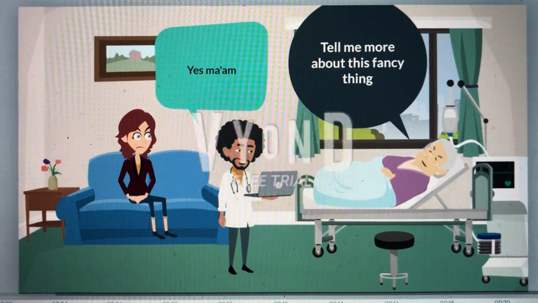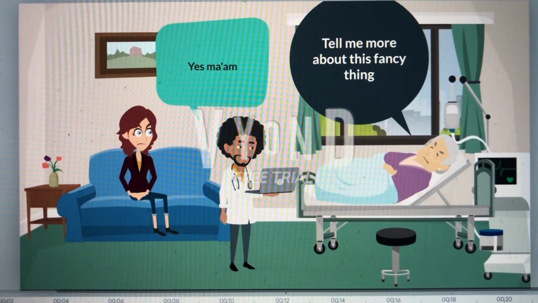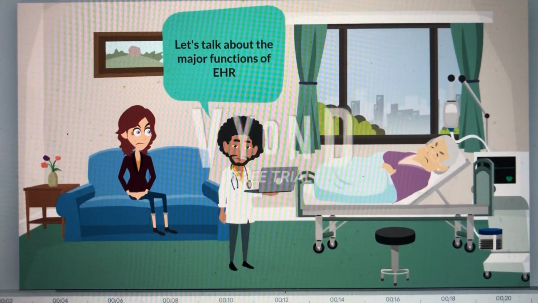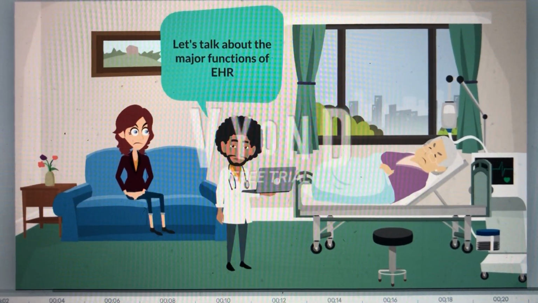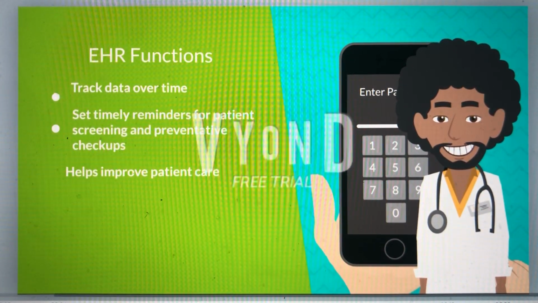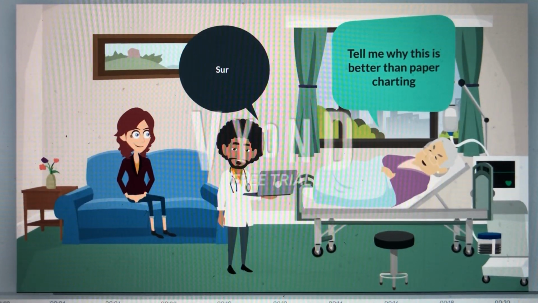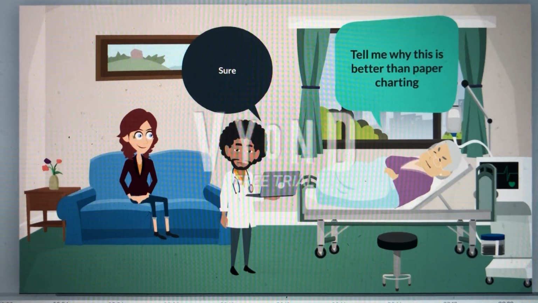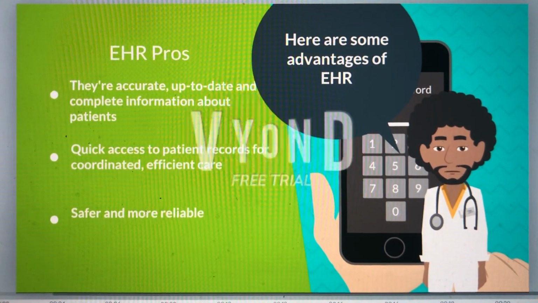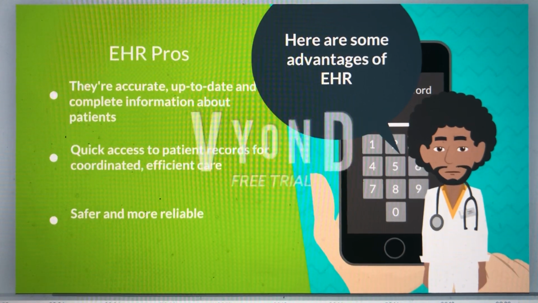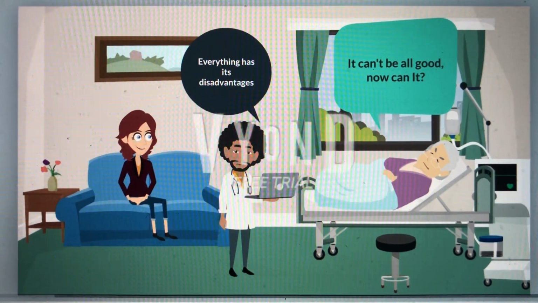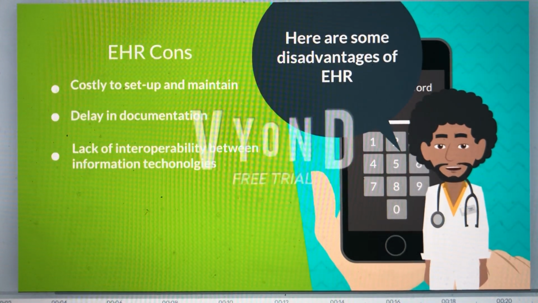Tell me more about this fancy thing. Yes, ma'am. Let's talk about the major functions of EHR. Tell me why this is better than paper charting. Sure. Here are some advantages of EHR. It can't be all good, now can it? Everything has its disadvantages. Here are some disadvantages of EHR.